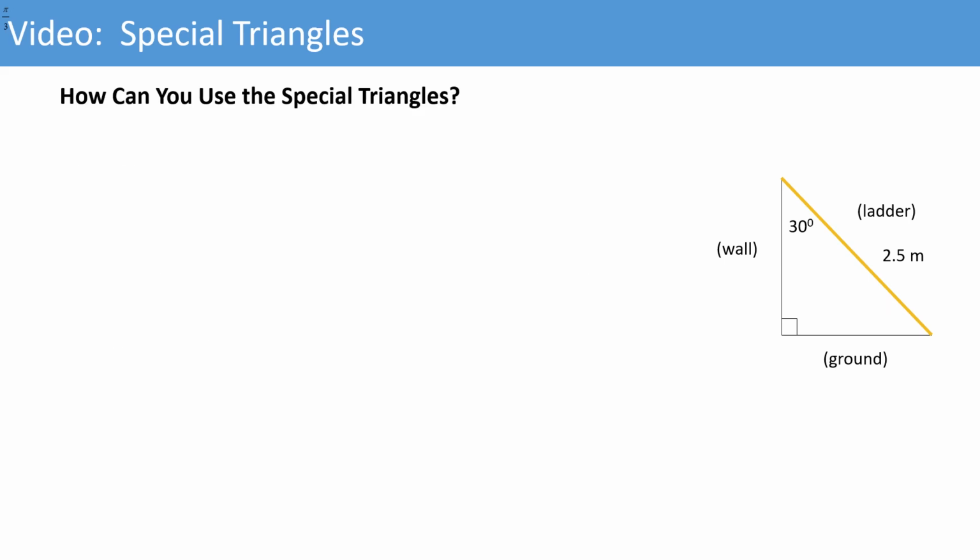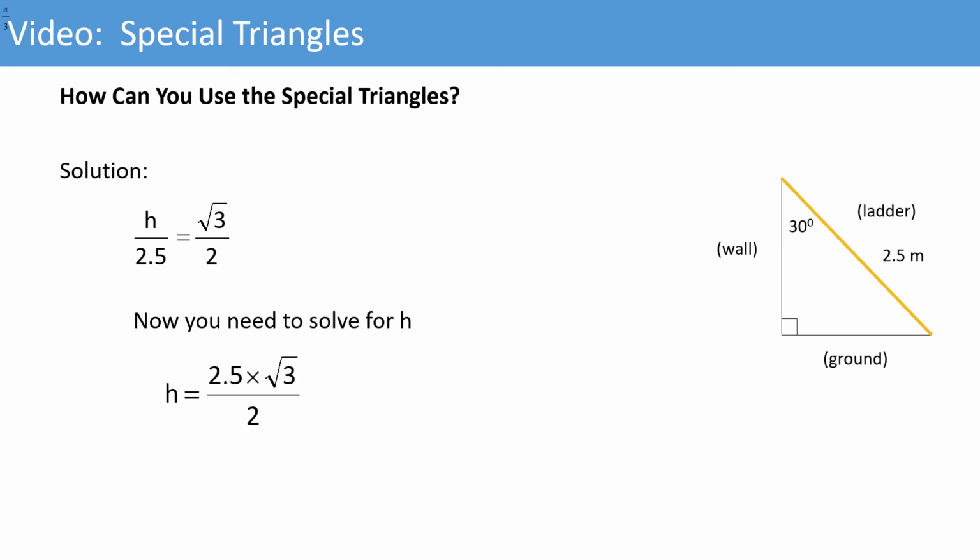So continuing with our solution, h divided by 2.5 is square root 3 over 2. Now we need to solve for h. So we are going to cross multiply. So h is going to equal 2.5 times square root 3 divided by 2, which is 1.25 times square root 3.